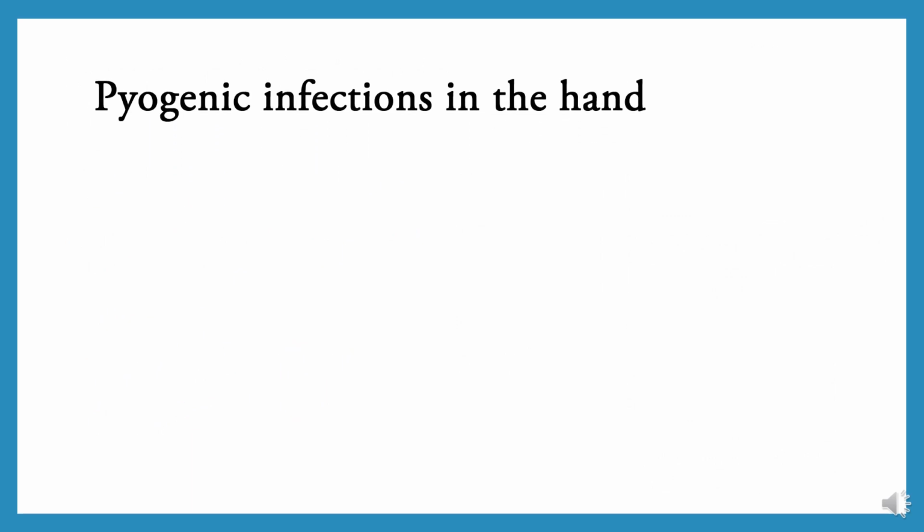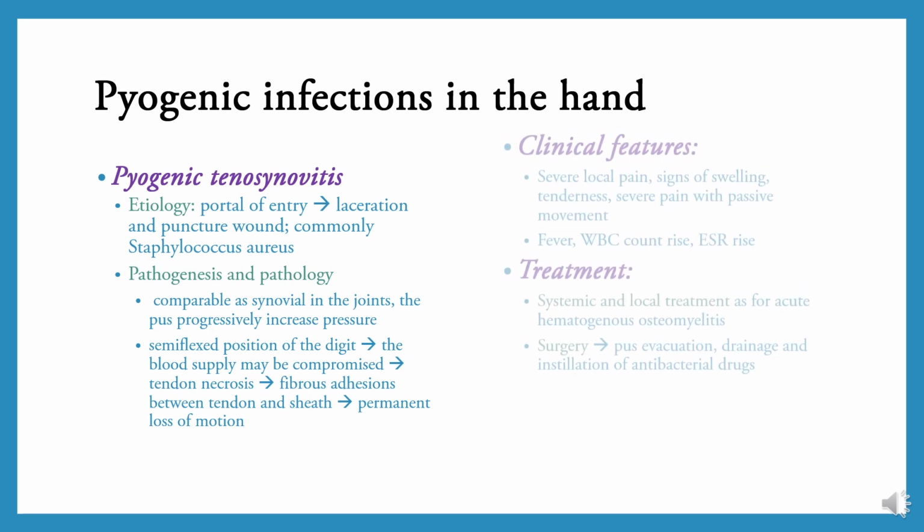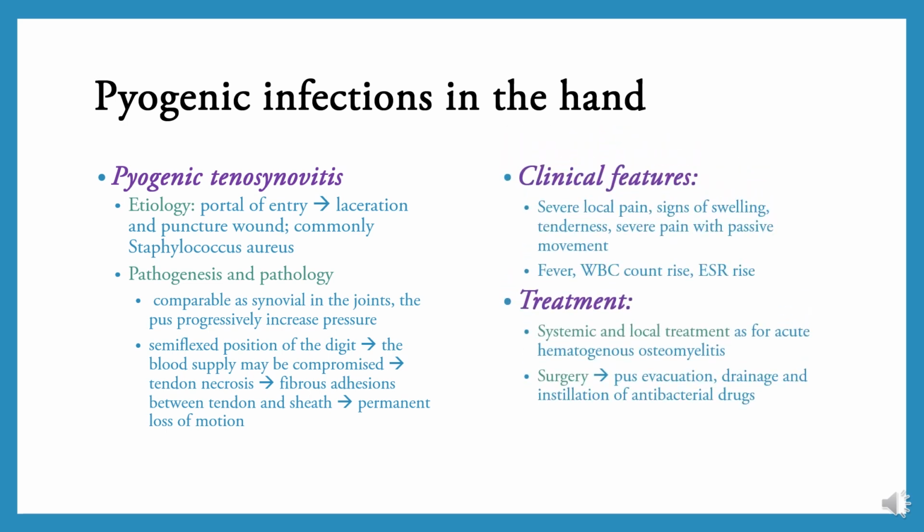Pyogenic infection in the hand. Pyogenic tenosynovitis. The etiology is a portal of entry, laceration, and puncture wound, commonly caused by Staphylococcus aureus. Pathogenesis and pathology: it is comparable to a synovitis in the joints. The pus progressively increases pressure. Clinical features: there is severe local pain, swelling, tenderness, severe pain with passive movement, and fever. White blood cells can rise, and there is also an elevation of ESR. The treatment is systemic and local treatment, and also surgery.